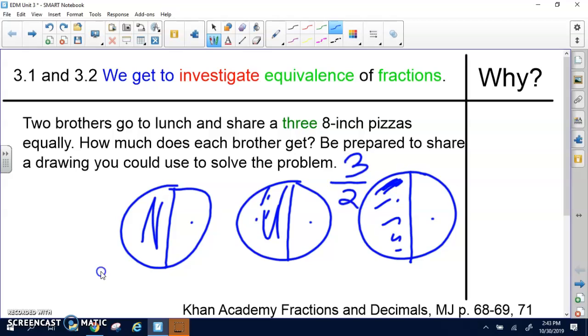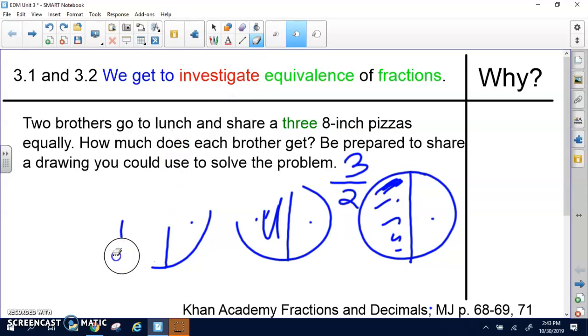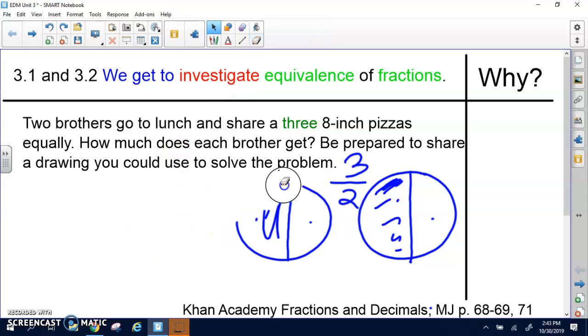Okay? And we call that an improper fraction because the numerator, which is the top number, is larger than the denominator, which is the bottom number. Okay? Thumbs up, thumbs sideways, thumbs down. How you feeling about that? Okay. Thank you, miss. Sir.